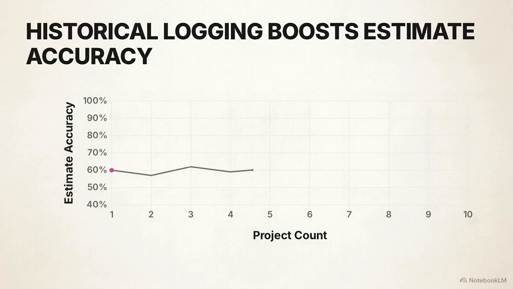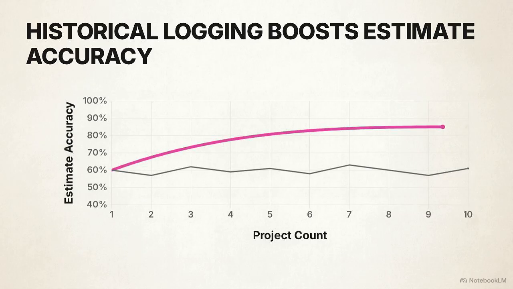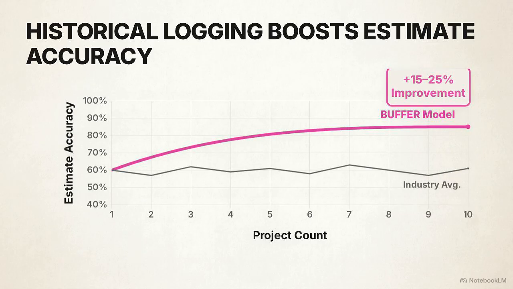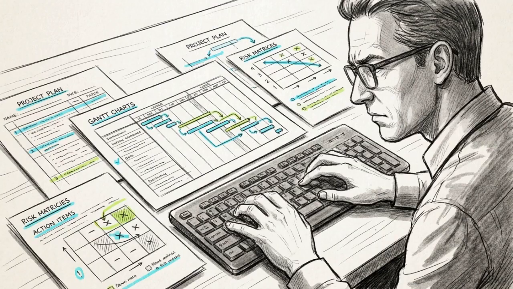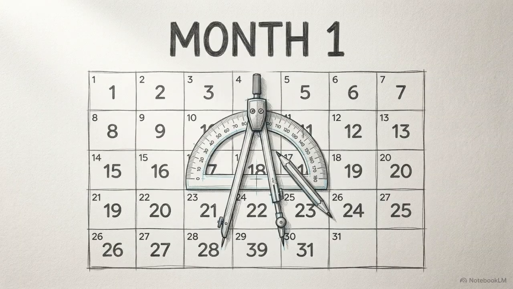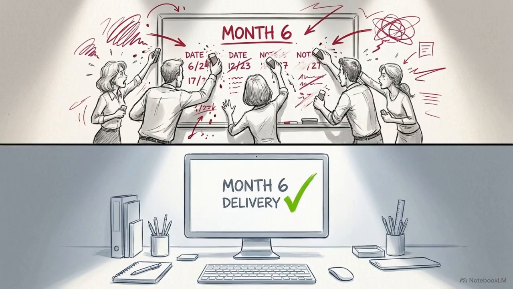Teams that maintain this historical log estimate subsequent projects with 15 to 25% greater accuracy because they are relying on the reality of their own past performance rather than vague industry averages. Implementing the buffer model is undeniably front-loaded work, but it is precisely this proactive engineering in month 1 that prices in and eliminates the crises your peers are scrambling to manage in month 6.